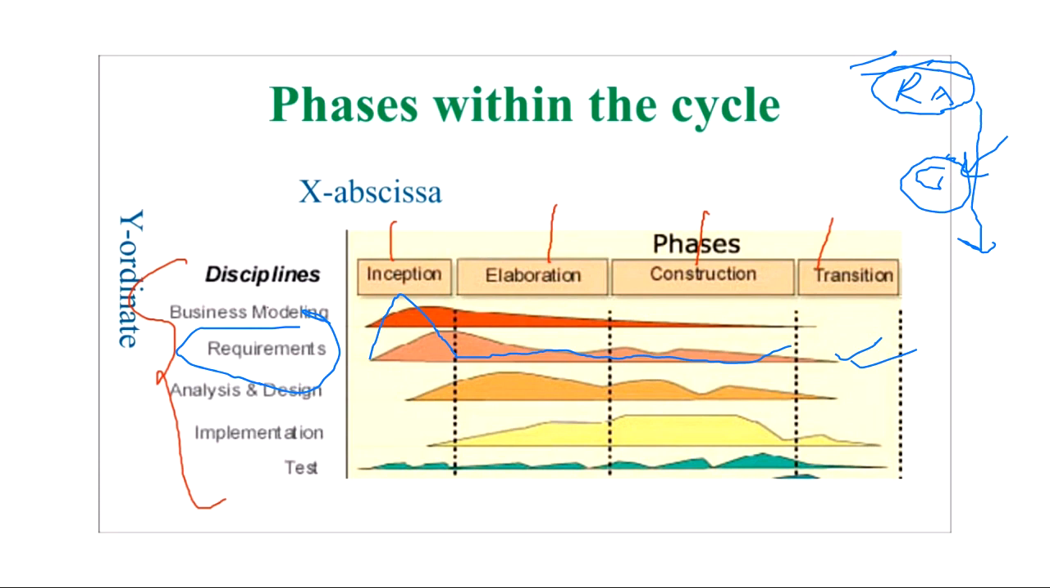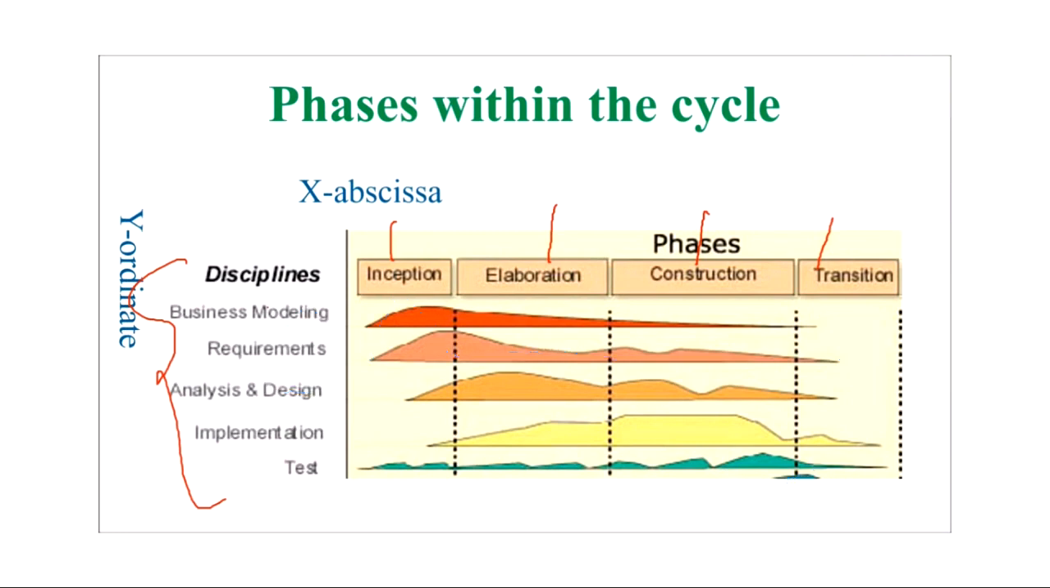So if you try to make this same graph in the waterfall model, for every discipline you are doing, for example requirement analysis, it will be very high in the requirement analysis phase only. Whatever requirement analysis you want to do, just do it in this phase only. After that your graph will fall flat. Analysis and design: there will be no analysis and design in the inception phase. It will be in the elaboration phase, then again it will fall flat. Implementation: there will be no implementation in the inception or elaboration phase. All the implementation will be in the construction phase, and then the graph will fall flat.